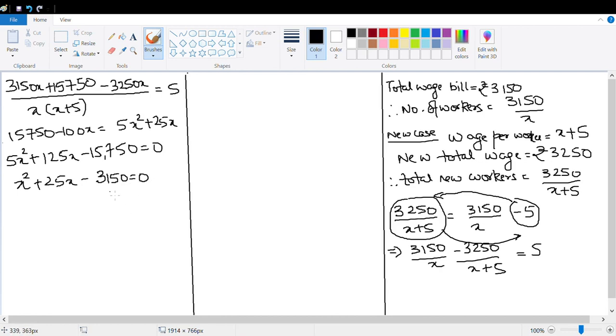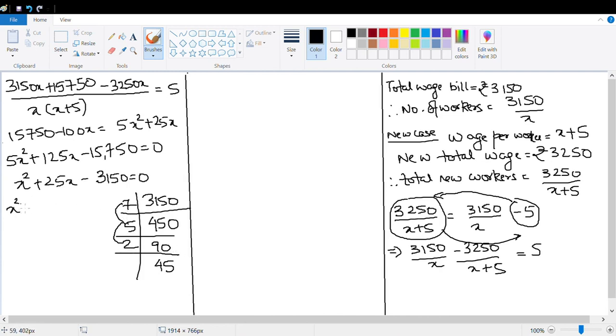So I need to find factors of 3150, the sum of which is 25. So let's do prime factorization. I notice that 7 is a factor, so let's multiply with 7. Then let's do with 5. No, I still need to do some more. So 7 into 5, 35, 35 into 2, 70, 70 into 45, and 70 minus 45. Perfect. So I've got my factors 70 and 45.